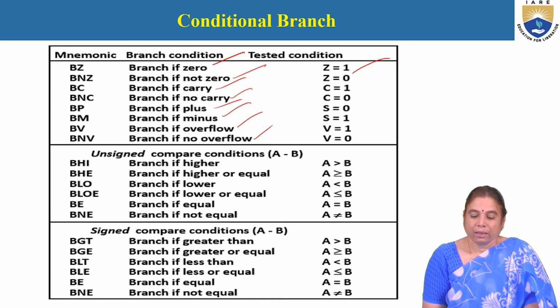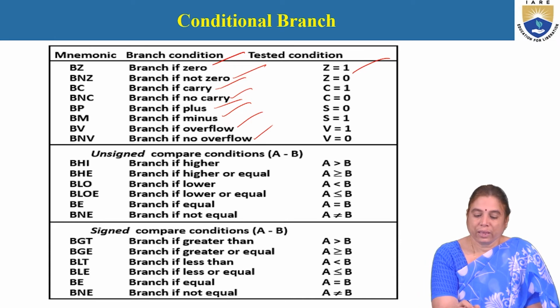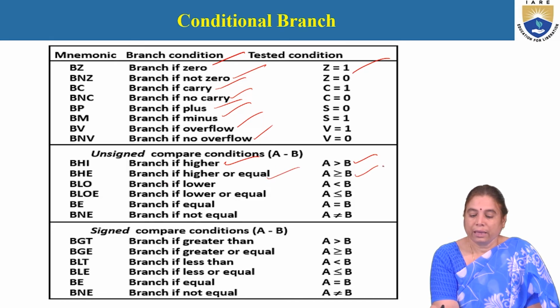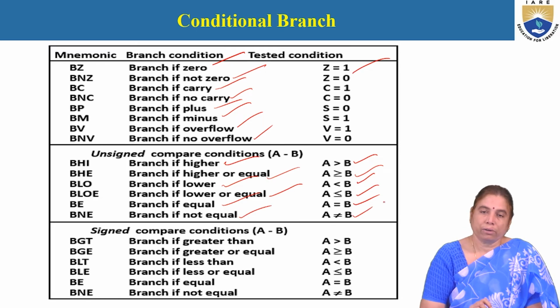So in a similar way here, based on the comparison of the two values, the condition can be tested and the branch operation can take place. BHI, branch if higher, depending upon A is greater than B. BHE, branch if higher or equal, A is greater than or equal to B. BLO, branch if lower, A is less than B. BLOE, branch if lower or equal, A is less than or equal to B. BE, branch if equal, A is equal to B. BNE, branch if not equal, A is not equal to B.